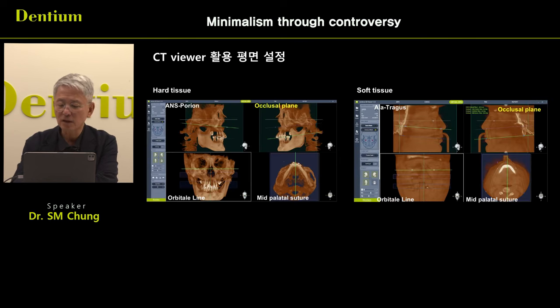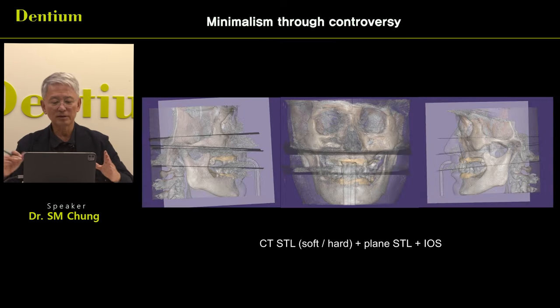From the soft tissue, we're taking alatragus, and also interpupillary line and the midline, and also we are trying to check together with the guideline from the hard tissue, the midsagittal plane and the interorbitale, and sometimes from the FH plane, the occlusal plane is 9 degrees. And we try to evaluate all together.